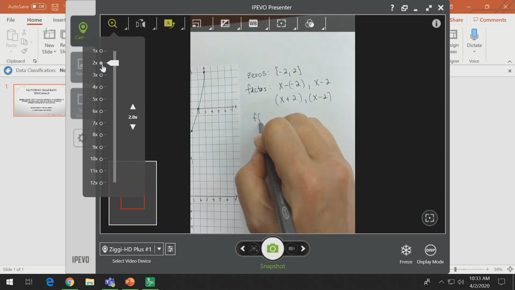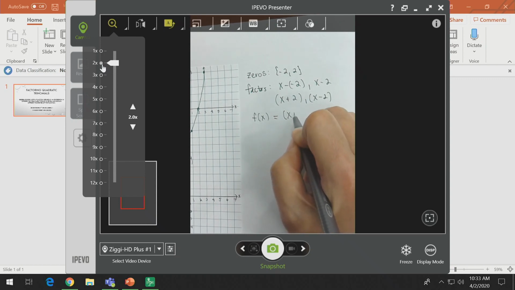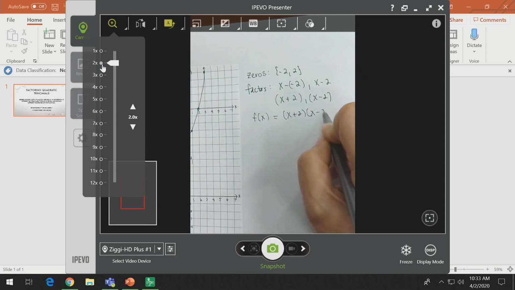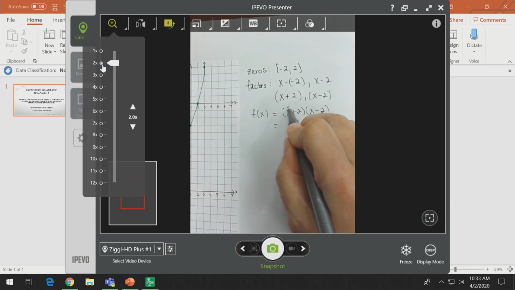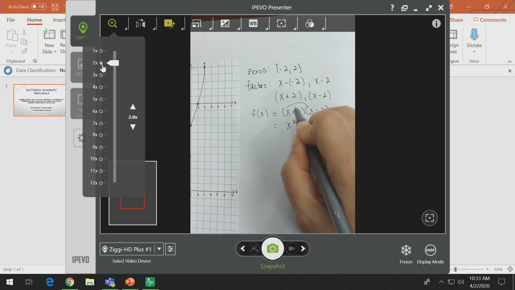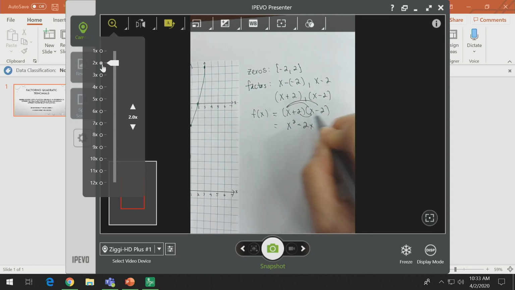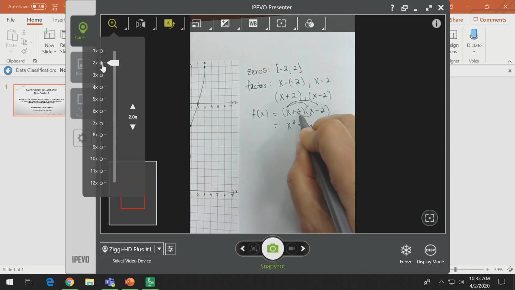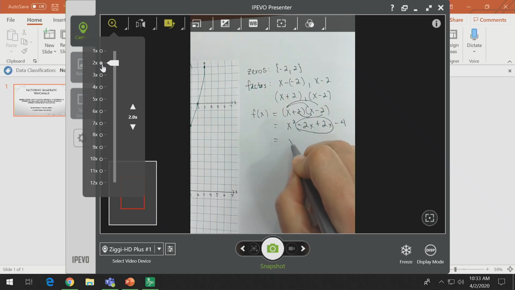So when we build this function, we're going to take x plus 2 times x minus 2. So we take x times x for our first terms. We find the product of our outer terms, the product of our inner terms, and then finally the product of our last terms. These two are opposites. So when we combine those terms, they'll zero out, and we're left with x squared minus 4.